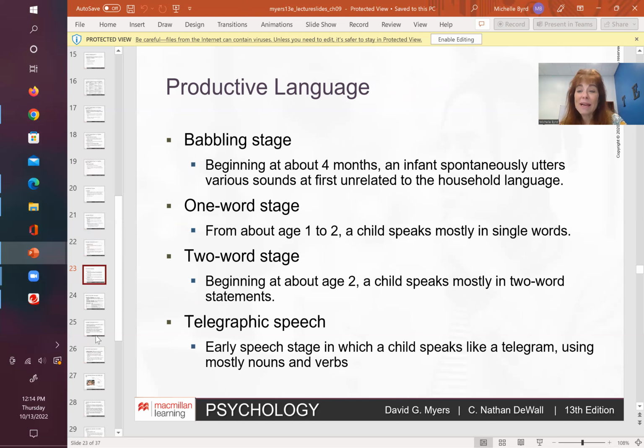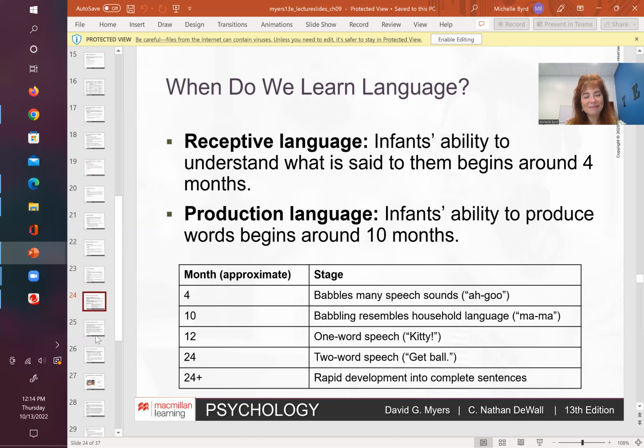But language, that starts with the babbling and the cooing with our infants. At about 4 months, they start. One word stage, that's about age 1 to 2, and it's mostly single words, and they'll have quite a few of those. Two-word stage begins at about 2, and the child speaks mostly in 2-word statements. And then telegraphic speech is when they start using nouns and verbs, and we get all excited to hear our little ones first start. So that'll show how we learn language.